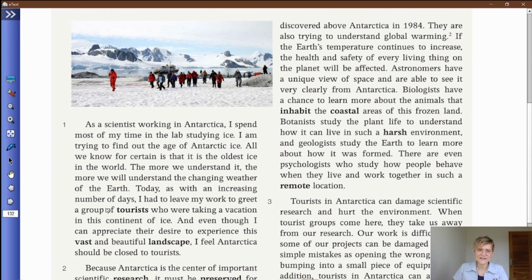As a scientist working in Antarctica, I spent most of my time in the lab studying ice. I'm trying to find out the age of the Antarctic ice. All we know for certain is that it is the oldest ice in the world. The more we understand it, the more we will understand the changing weather of the Earth. Today, as with an increasing number of days, I had to leave my work to greet a group of tourists who were taking a vacation in this continent of ice. And even though I can appreciate their desire to experience this vast and beautiful landscape, I feel Antarctica should be closed to tourism.